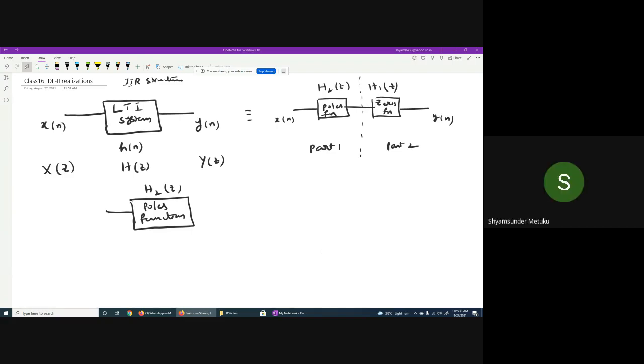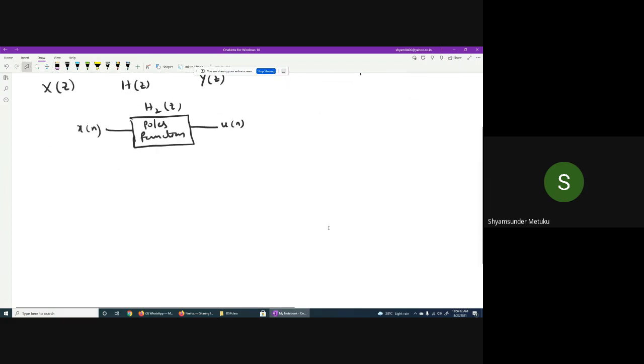Yes, sir. Okay, fine. So this is not Y of n, it's an intermediate sequence. What intermediate sequence did you take yesterday? W of n. So to avoid confusion, let me take U of n here, and this is X of n. Instead of W, I'm considering U of n so that you can understand now. For direct form 2 implementation, we generally take U of n as the intermediate sequence. In the Z domain, this is X of Z, this is U of Z, and this is H2 of Z.